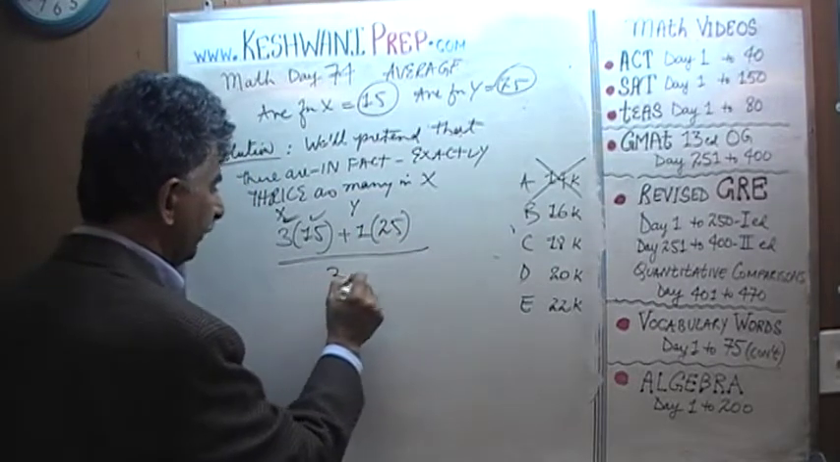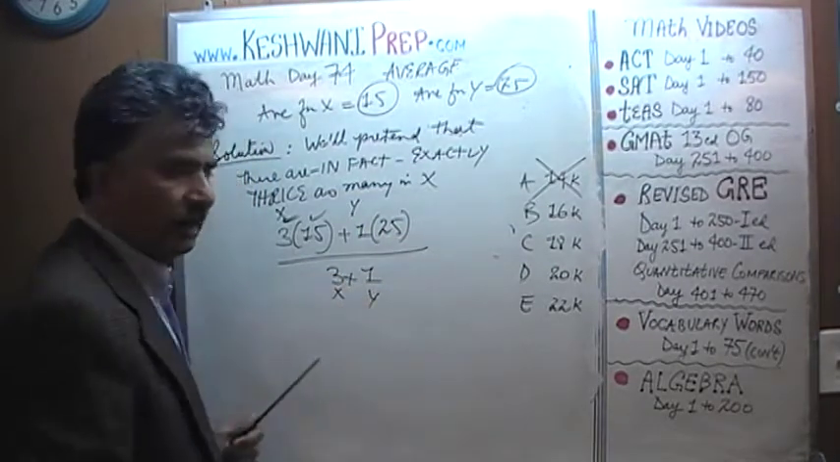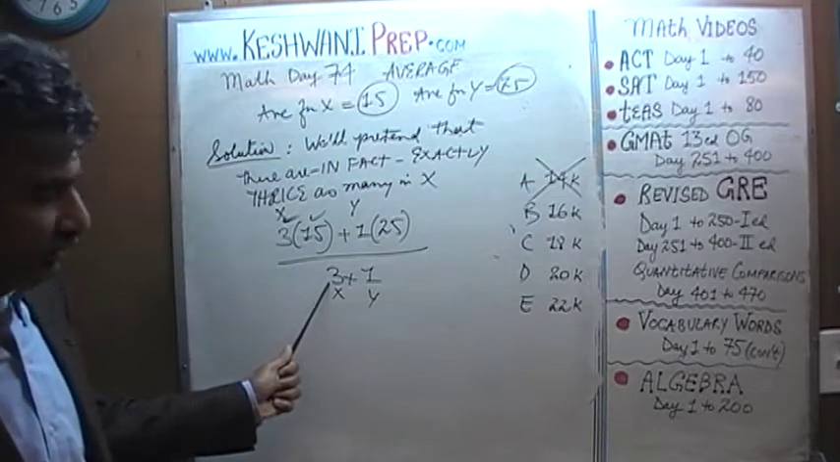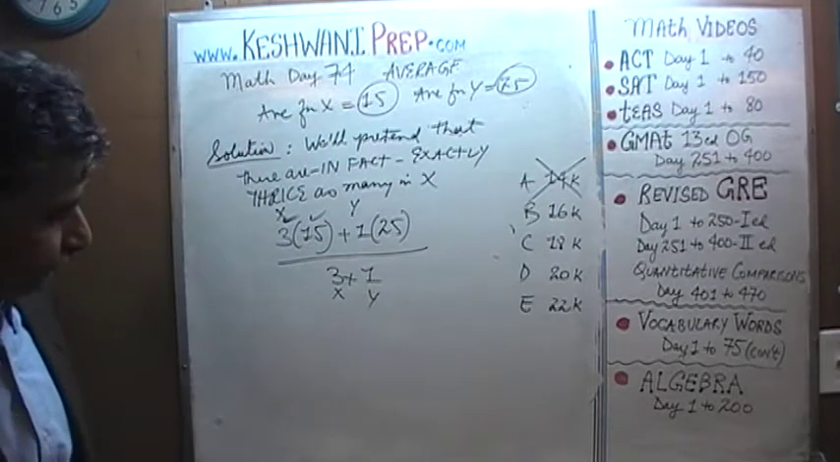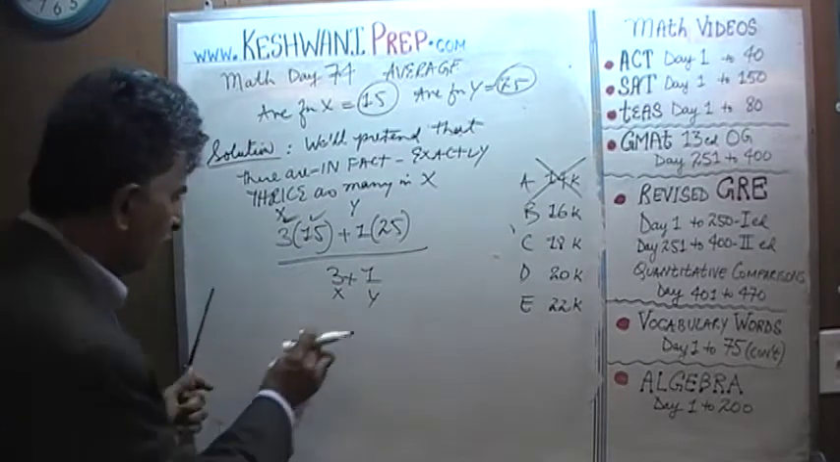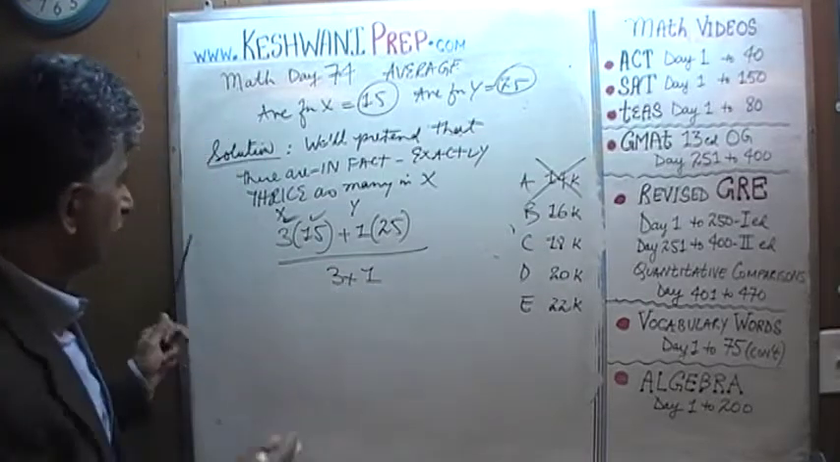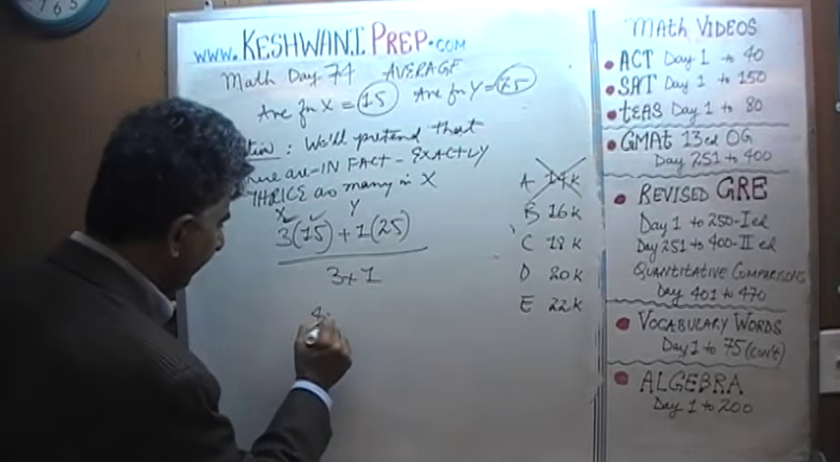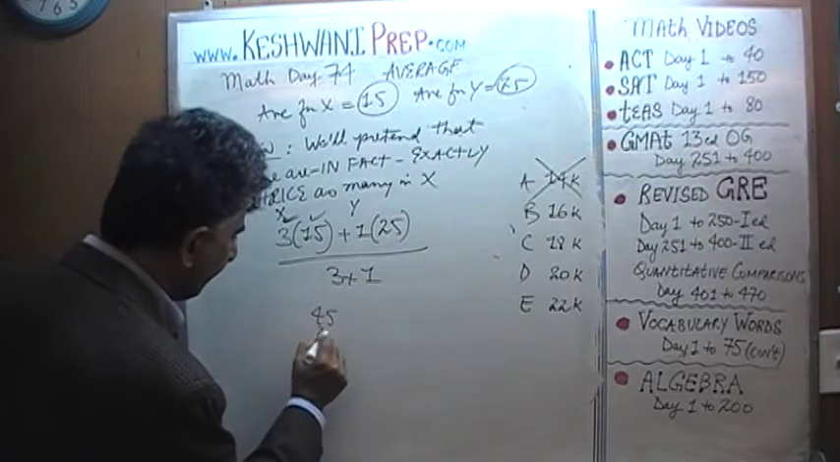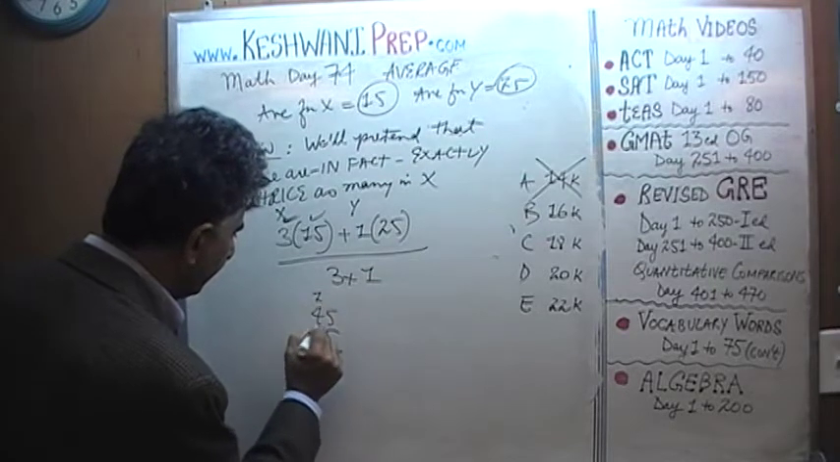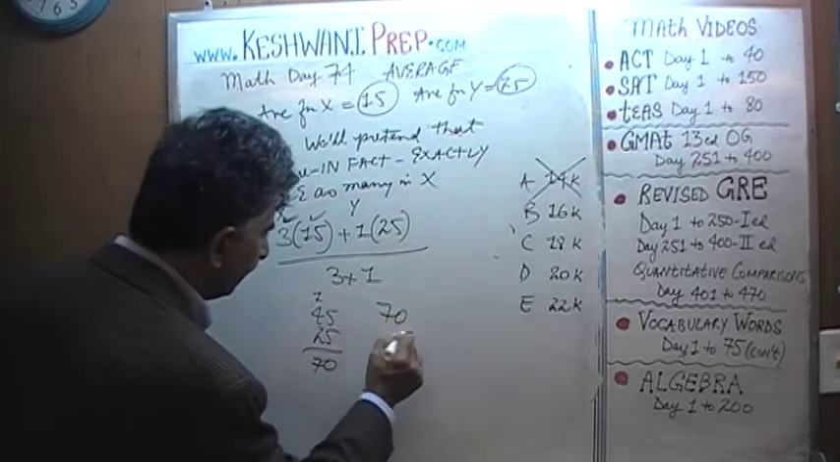For a total of four people. This is the X, this is the Y. We have three people in X. For every three people in X, we have one person in Y. Let's find out what the overall average turns out to be. The 3 times 15 is 45, and that's 25, 0, carry 1, 7. So it's 70 divided by 40.